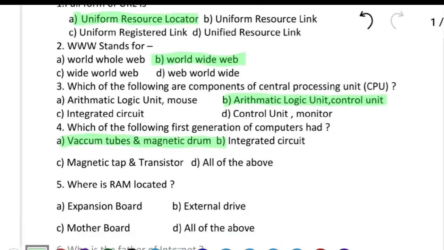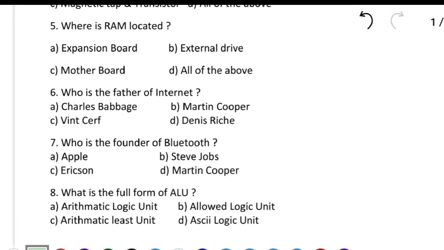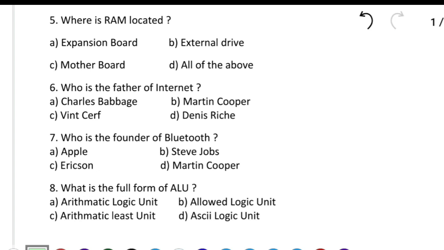Question number 5. Where is RAM located? Option C. Motherboard. Question number 6. Who is the father of internet? Father of internet is Vint Cerf. Question number 7. Who is the founder of Bluetooth? Founder of Bluetooth is Ericsson. Option C. What is the full form of ALU? Arithmetic Logic Unit. Option A.